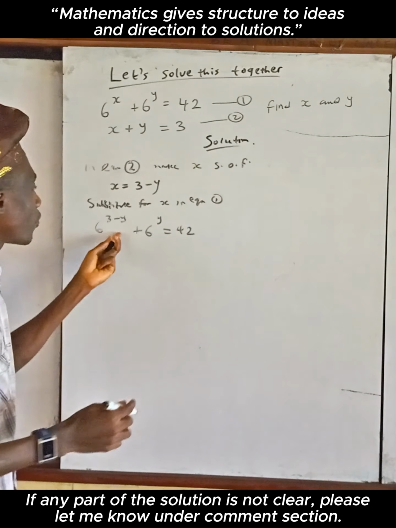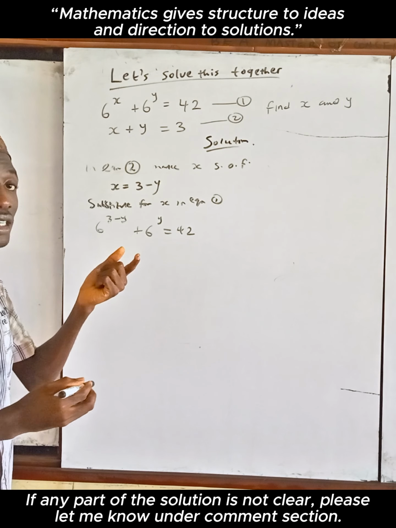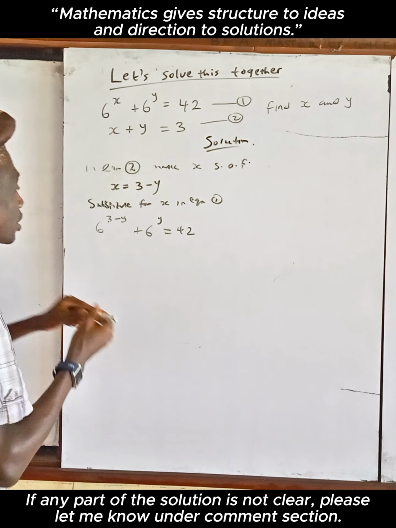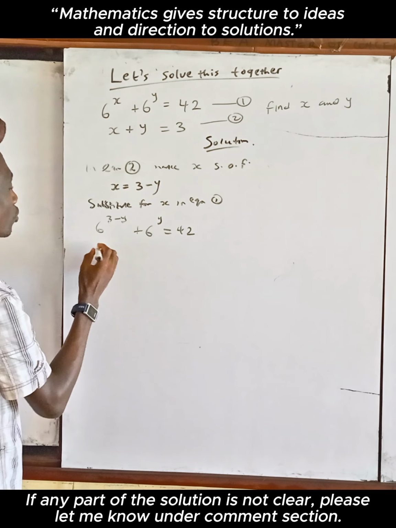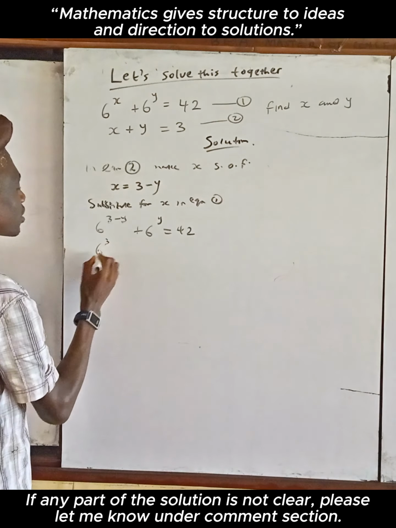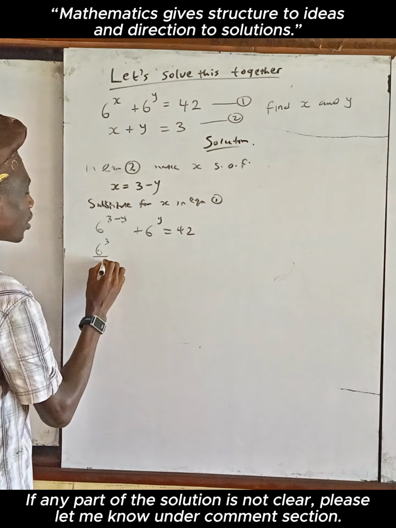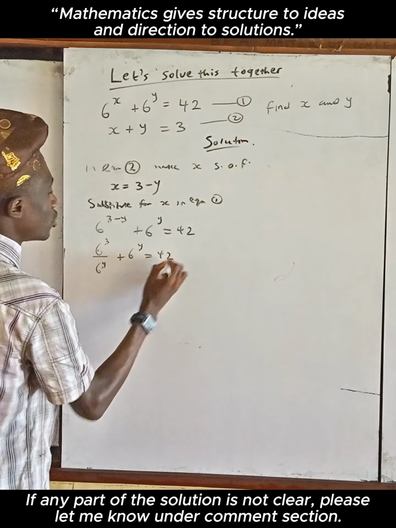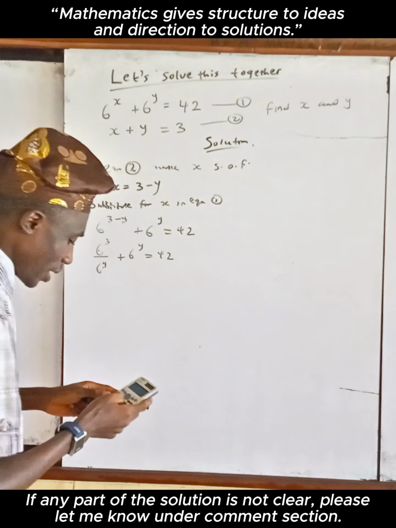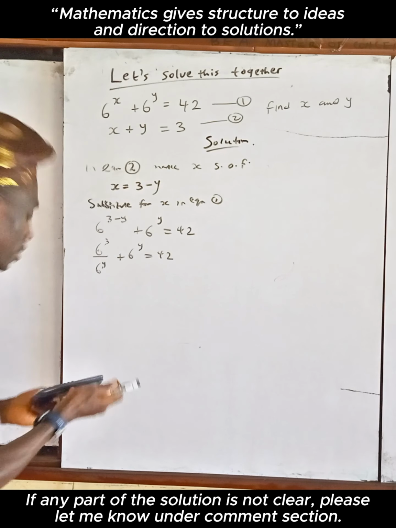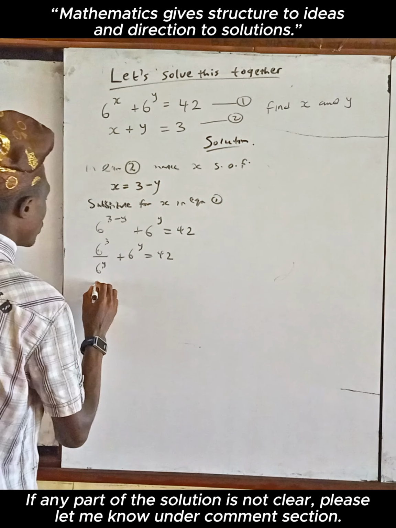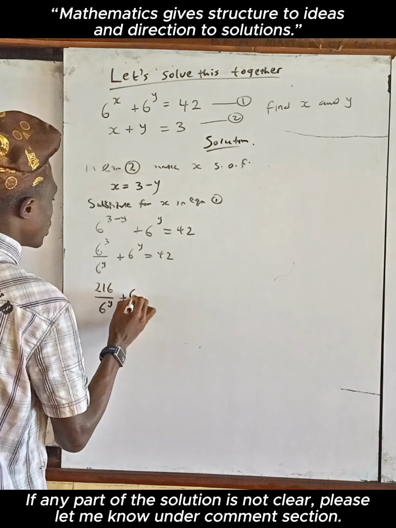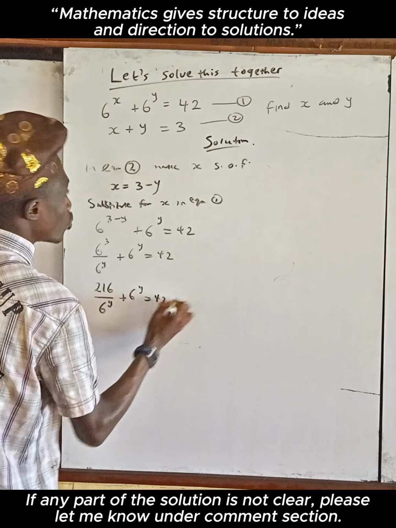Now from this place, don't forget the properties of indices. Whenever you are having subtraction as your power, what are we going to have? It simply means let's split this. So we have 6 raised to the power 3 divided by 6 raised to the power y, plus 6 raised to the power y, is equal to 42. 6 raised to the power 3 is 216. So we have 216 divided by 6 raised to the power y, plus 6 raised to the power y, is equal to 42.